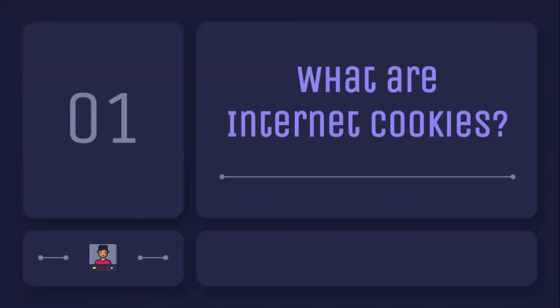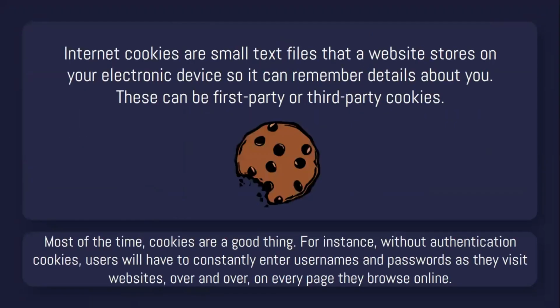1. What are internet cookies? Internet cookies are small text files that a website stores on your electronic device so it can remember details about you. These can be first party or third party cookies. Most of the time, cookies are a good thing. For instance, without authentication cookies, users will have to constantly enter usernames and passwords as they visit websites over and over on every page they browse online.